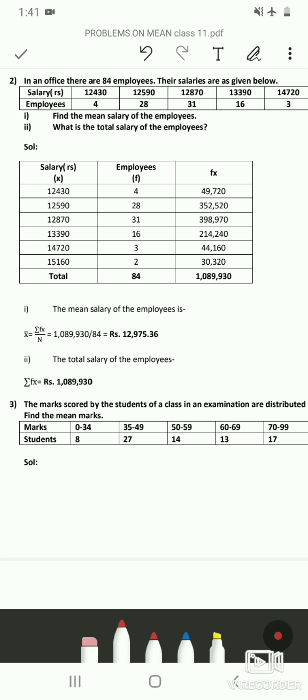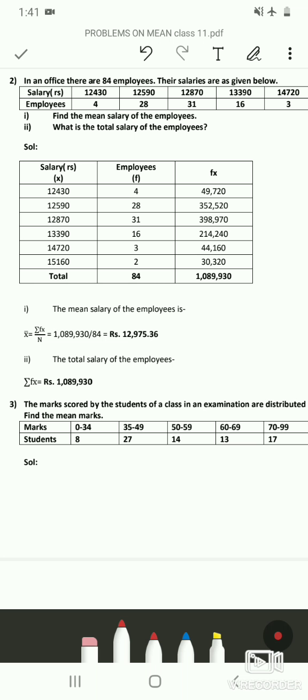So using a simple calculator, calculate this value, and the final answer is 12975.36. Therefore you can give the conclusion as: the mean salary of the employees is rupees 12,975.36. So this is how you calculate arithmetic mean for the discrete case.